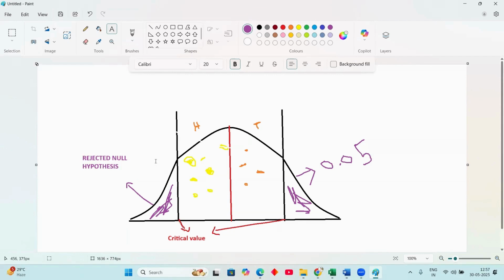So it is my rejected null hypothesis. This is my critical value. The remainder is nothing but my 0.05 value, which is the alpha value. The null is rejected when the p value is less than the alpha value. In simple terms, when the alpha value is greater than the p value, it fails to reject the null hypothesis.